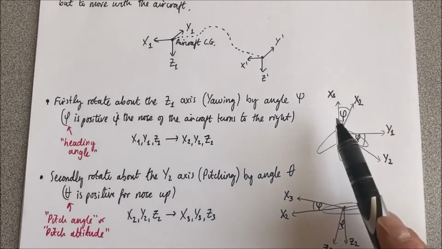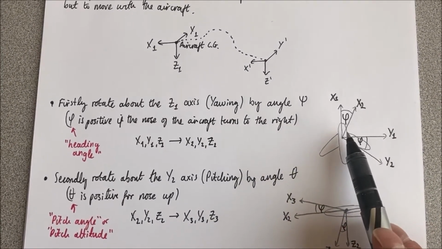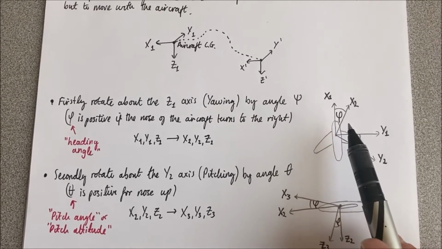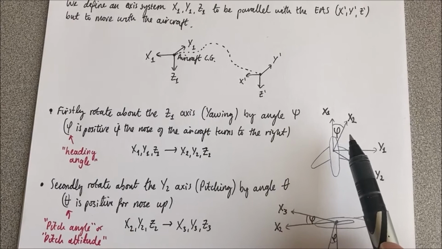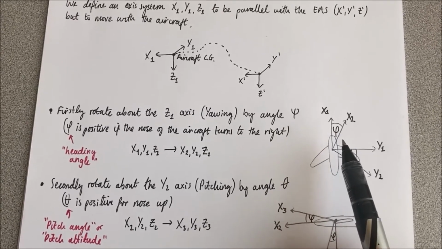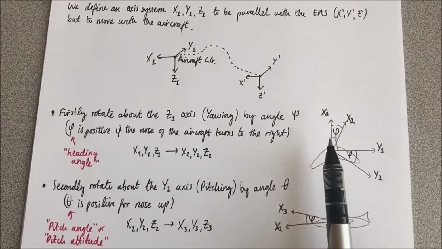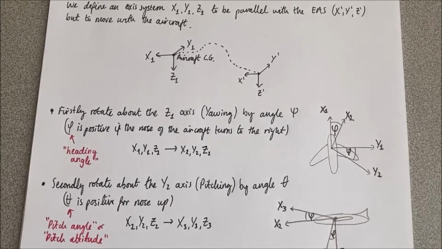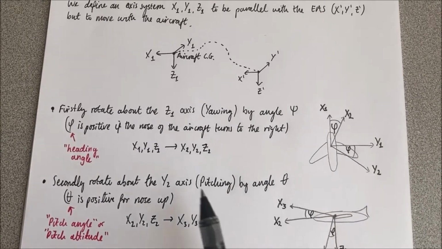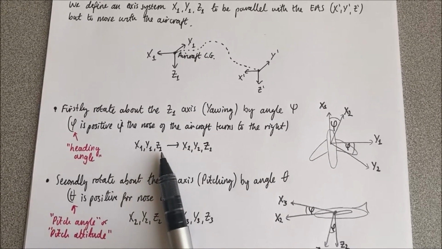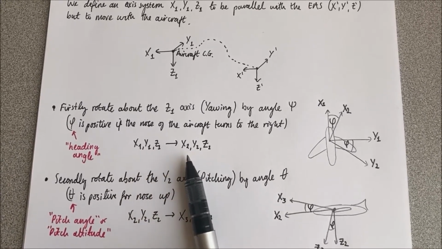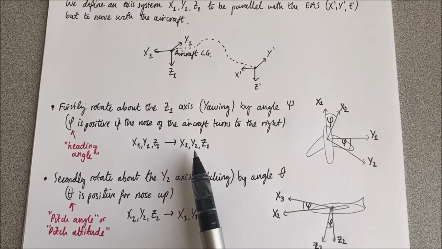And the yaw angle, or the heading angle, which is given the Greek letter psi, is positive if the aircraft nose moves to the right. And basically that transforms our axis system x1, y1, z1 into a second intermediate axis system x2, y2, z2.